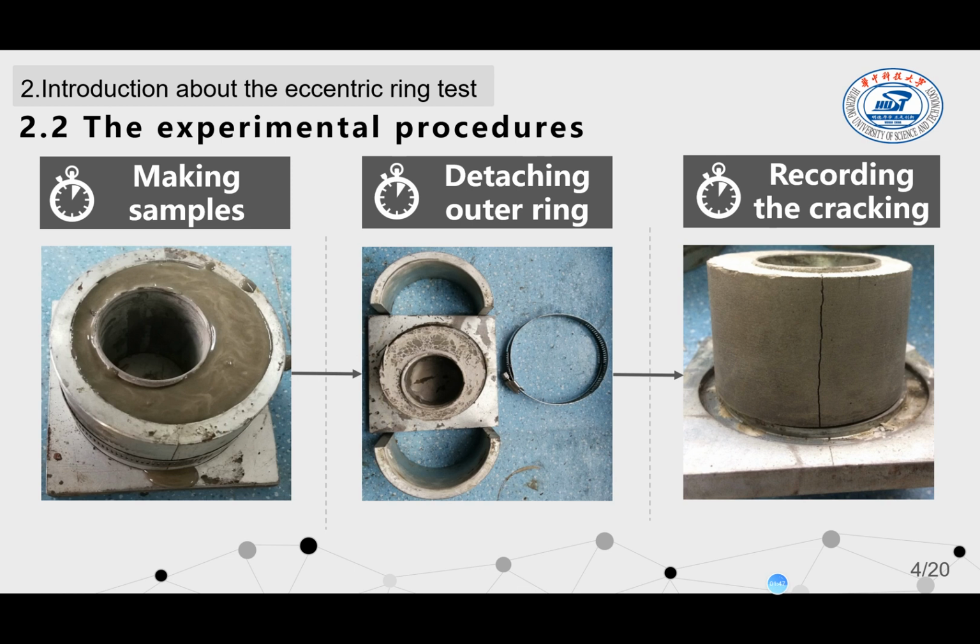The experimental procedure of the eccentric ring test is similar to that of the ring test. First, pour the mixture into the mold, then detach the outer ring after the paste hardens. The top surface or the circumferential surface should be sealed according to your research objects. Finally, we can record the cracking, including cracking times and cracking positions.